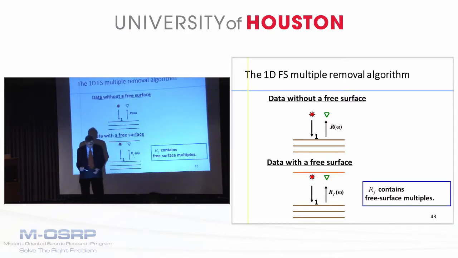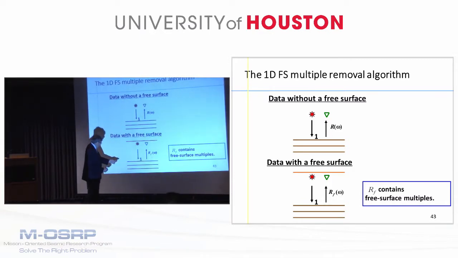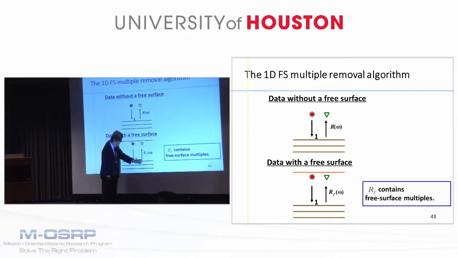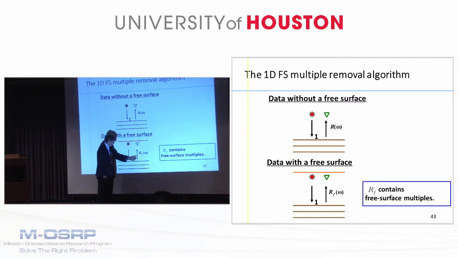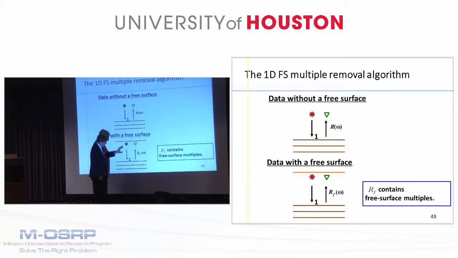There are no ghosts, there are no free surface multiples. Here you have one going down, and R_F comes up. This R_F is the total up wave. In this example, we are assuming deghosting. You can see how important that is.